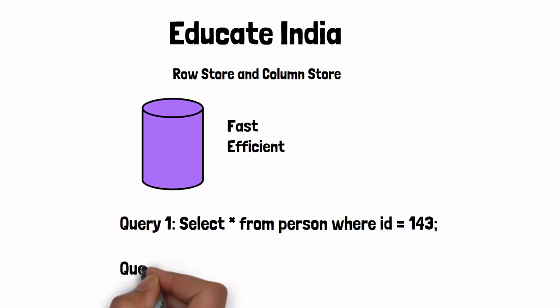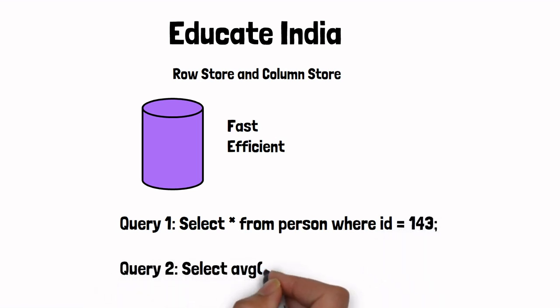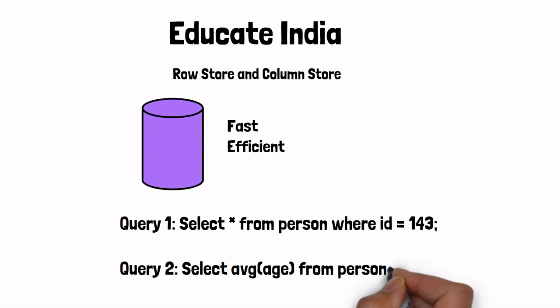Let's assume two queries. In the first query, we will fetch a complete row from the person table for a particular ID. In the second query, we will get the average age from the person table. Now, if our data is in the row store database, the first query will perform faster. But for the second query, the column store database will perform better.